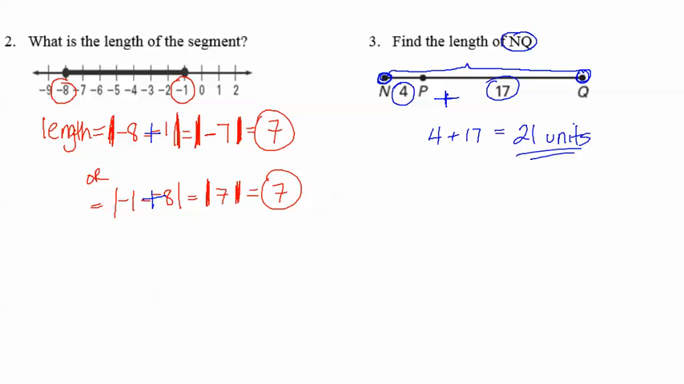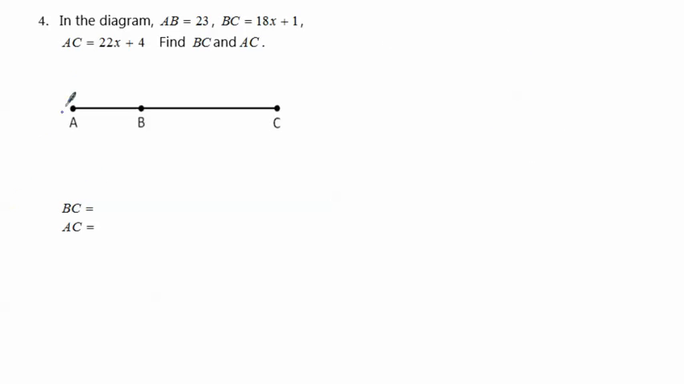Moving on to the next problem. In this diagram, they give you this information, so the best way to make sense of it is to start labeling this information on your diagram. So if they say AB is 23, you find A and B and label the length in between those. Then they talk to you about BC, so you find point B and point C and you label the length between those.